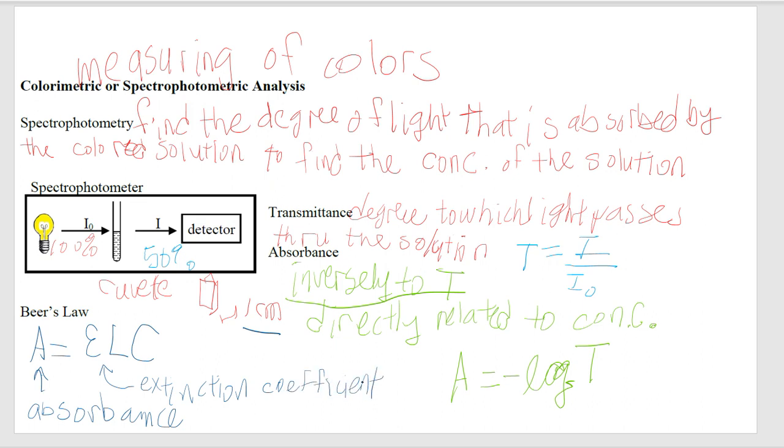And our extinction coefficient usually has a unit of 1 over molarity and centimeters, right? And then our L is our length. And our length of our cuvette is almost always going to be 1 centimeter unless it's said otherwise.